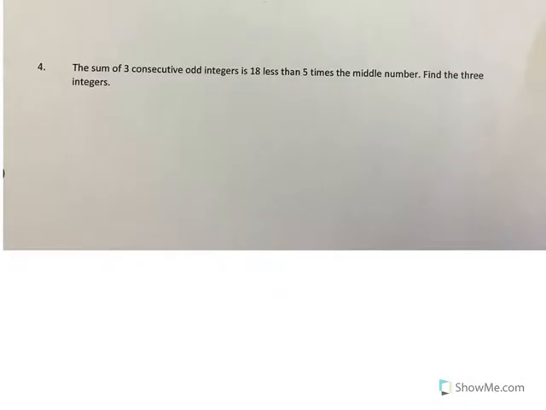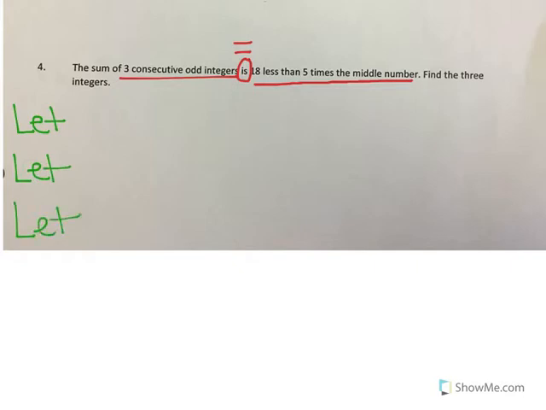Okay, so the last question is: the sum of 3 consecutive odd integers is, again that's equals, 18 less than 5 times the middle number. Find the 3 integers. Before we come up with the equation, we need the let statements. Since there are 3 integers to find, we're going to have 3 let statements. It will always start with let x be the first. And in this case, it's consecutive odd integers, so we're looking for an odd integer.